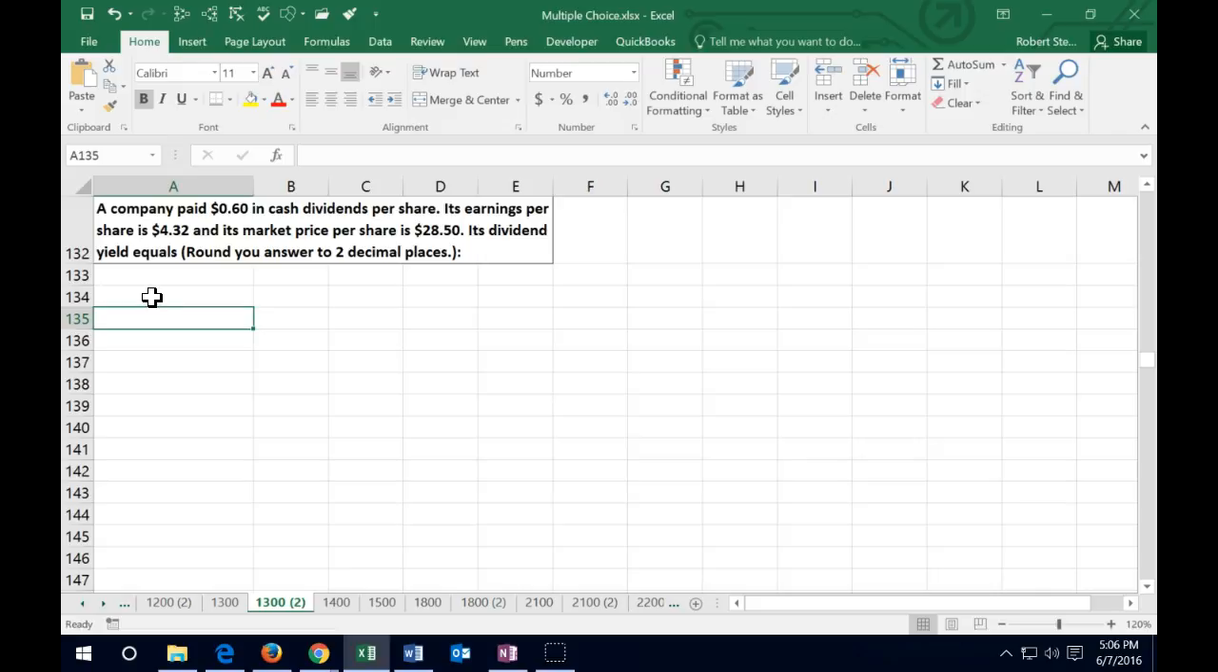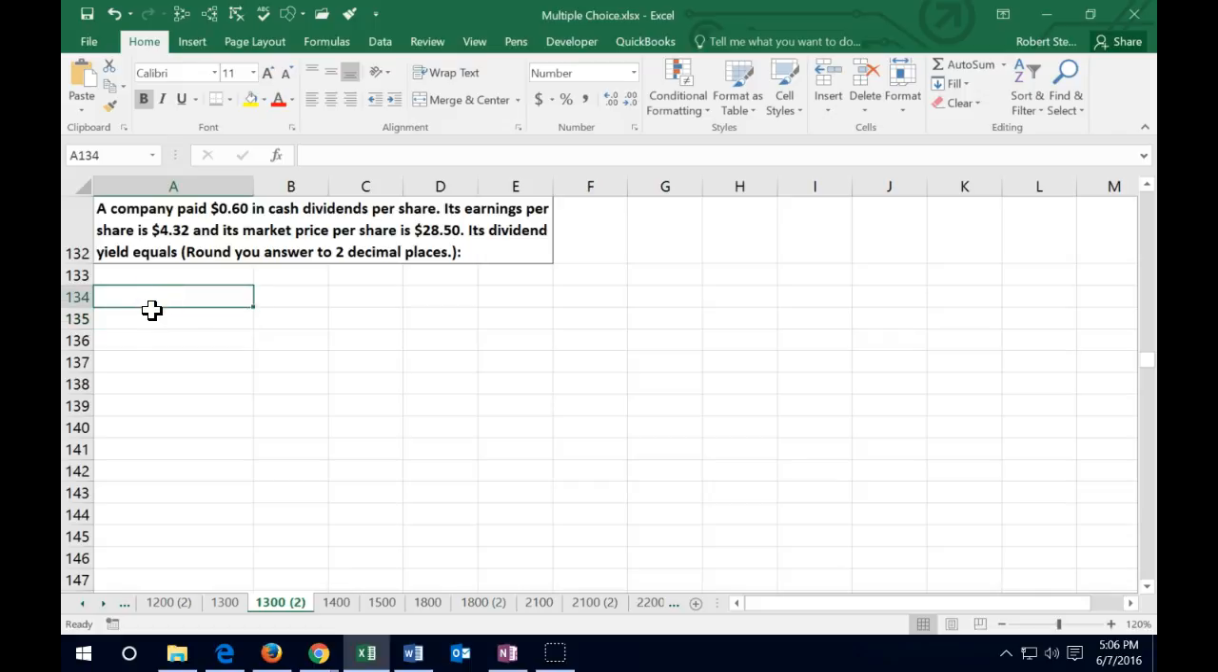Next one says that a company paid 60 cents in cash dividends per share. Its earnings per share is $4.32 and its market price is $28.50. So its cash dividend yield is what? So when we talk about the dividend yield, what we're comparing, it's going to be a ratio. Many of these estimations of value are going to be ratios. We're going to compare the amount of dividends we got compared to the market price.